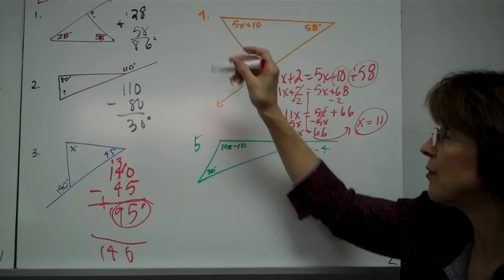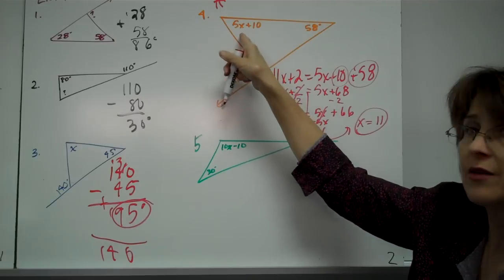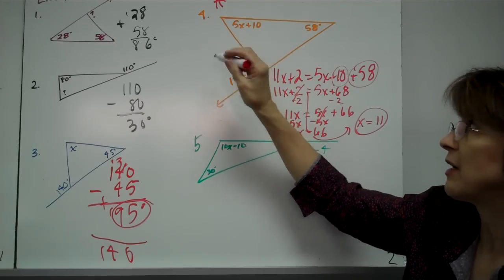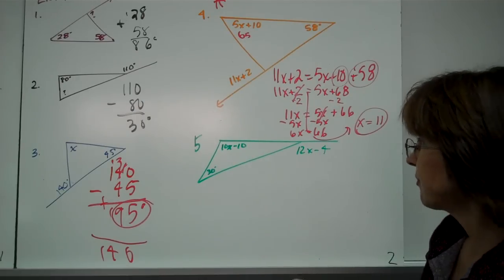But if they asked us for, maybe they said this is angle A, asked us for the measure of angle A, we'd have to plug 11 back into there and get 55 plus 10. That would be 65 degrees. Okay? All right, next one.